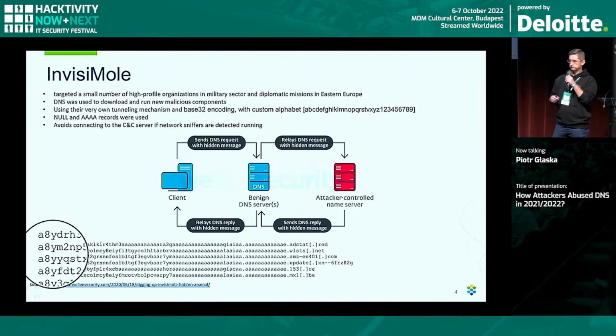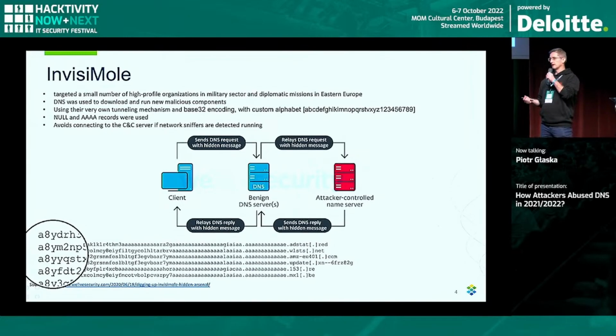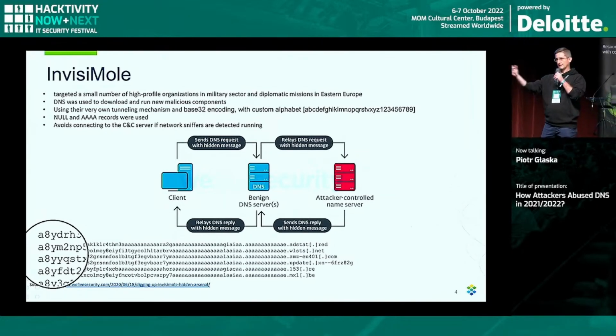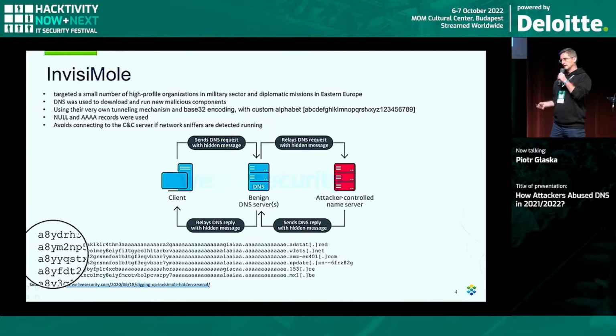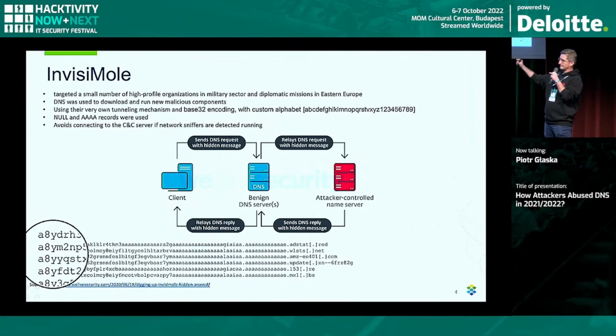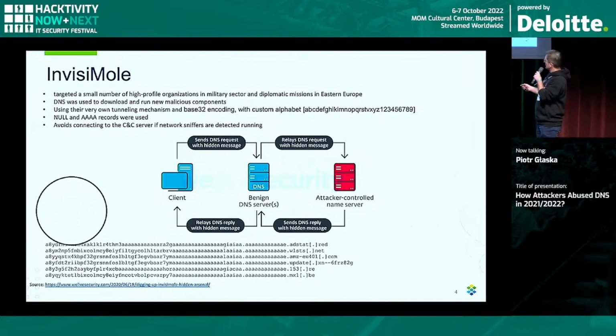They will not use any simple encoding mechanisms such as base 64 or hex, which are widely available in the scripting languages. They usually use base 32 because of the characters which better fit DNS RFCs. And usually they will use custom alphabet, not a standard base 32 alphabet.